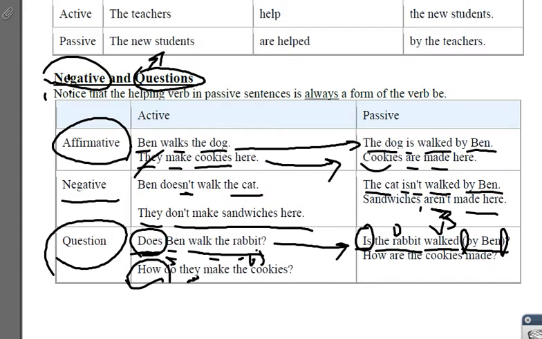How do they make the cookies? After that you have to put am, is, or are, which is "are" in this condition because the cookies are plural. How are the cookies made? This is the past participle. So again, question word, am, is, or are, object, and the past participle, the third form.